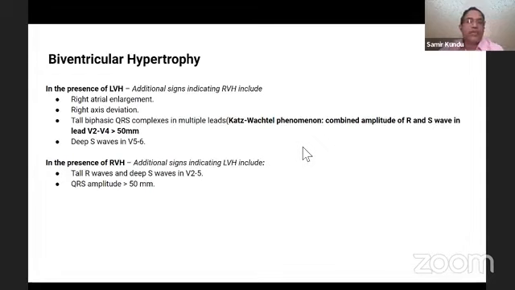In case of biventricular hypertrophy, there is the presence of left ventricular hypertrophy plus any sign of right ventricular hypertrophy, including right axis deviation, right atrial enlargement. There is a biphasic QRS complex in the mid-precordial leads, especially V2 to V5. The total combination of the R wave and S wave is more than 50. This is the Katz-Wachtel phenomenon. And deep S wave in V5 or V6. In the presence of RVH, additional signs indicating left ventricular hypertrophy include tall R waves and deep S waves in V2 to V5 and QRS amplitude more than 50 millimeter. This is the ECG feature of the biventricular hypertrophy.